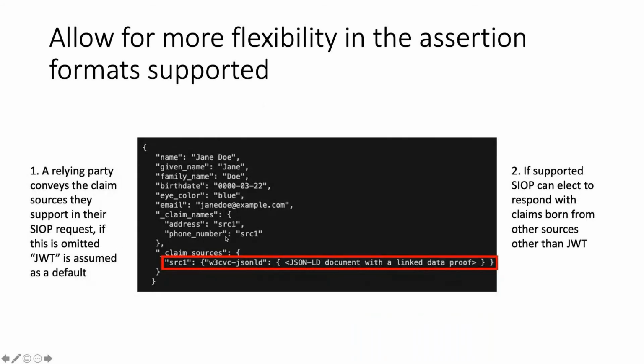The way this would look in an aggregated and distributed claim response would be that a relying party can convey the claim sources they support in the request. So they would say, if this member was omitted from the request, then JWT is assumed by default. However, if they do communicate in the request that they also support other formats, such as a JSON-LD-based verifiable credential, then the SIOP can elect if they have supporting proofs.